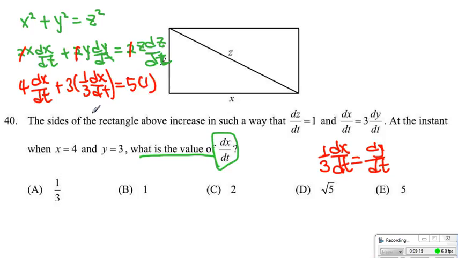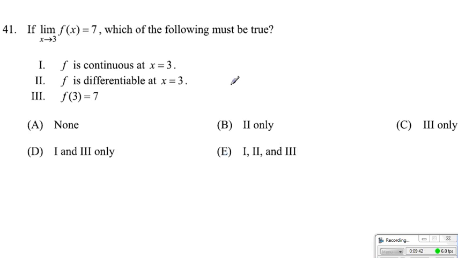Then I think we're almost done. Because when we simplify this one, we'll end up having these 3 cancel out. We have 4 dx over dt, but we have 1 more, so 5 dx dt is equal to simply 5. And dx dt seems to be 1. Choice B.